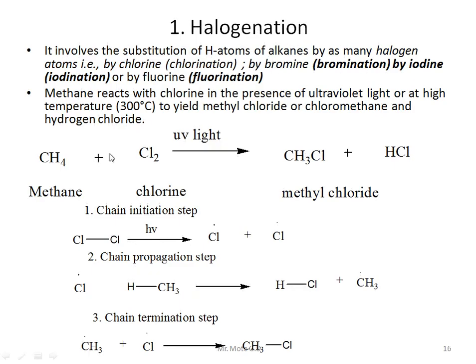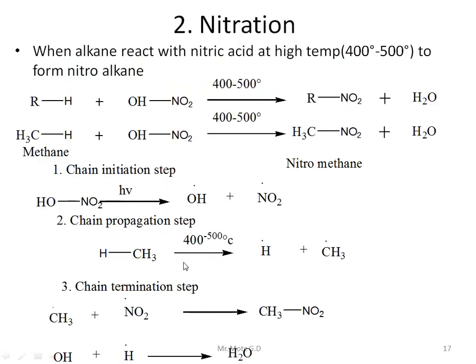The first reaction is halogenation. We treat methane with chlorine in the presence of UV light. Chlorine migrates to form methyl chloride, and chlorine with one hydrogen forms HCl. We'll have the mechanism also. Cl2 is broken into Cl radicals with the help of hv, that is UV light. Next is chain propagation. This Cl radical attacks methane. The hydrogen is liberated as HCl, the CH3 group remains, and this CH3 group abstracts a chlorine atom to form methyl chloride. That is the mechanism for the halogenation reaction.